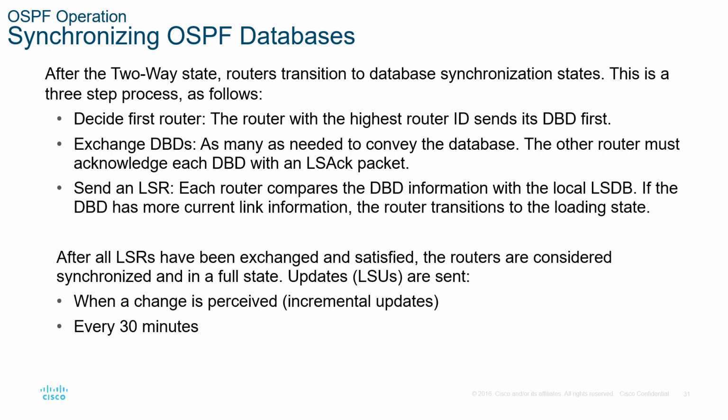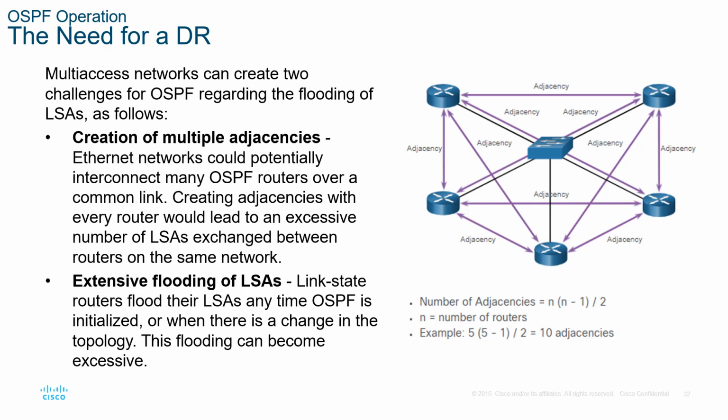So a question that I often get is, why have DRs? Why have that designated router? Why have that master? When we're dealing with a multi-access network, they can create challenges for OSPF regarding the flooding of LSAs. The creation of those multiple adjacencies can cause issues. Ethernet networks could potentially interconnect many OSPF routers over a common link, creating adjacencies where every router would lead to an excessive number of LSA exchanges, basically flooding the adjacencies.